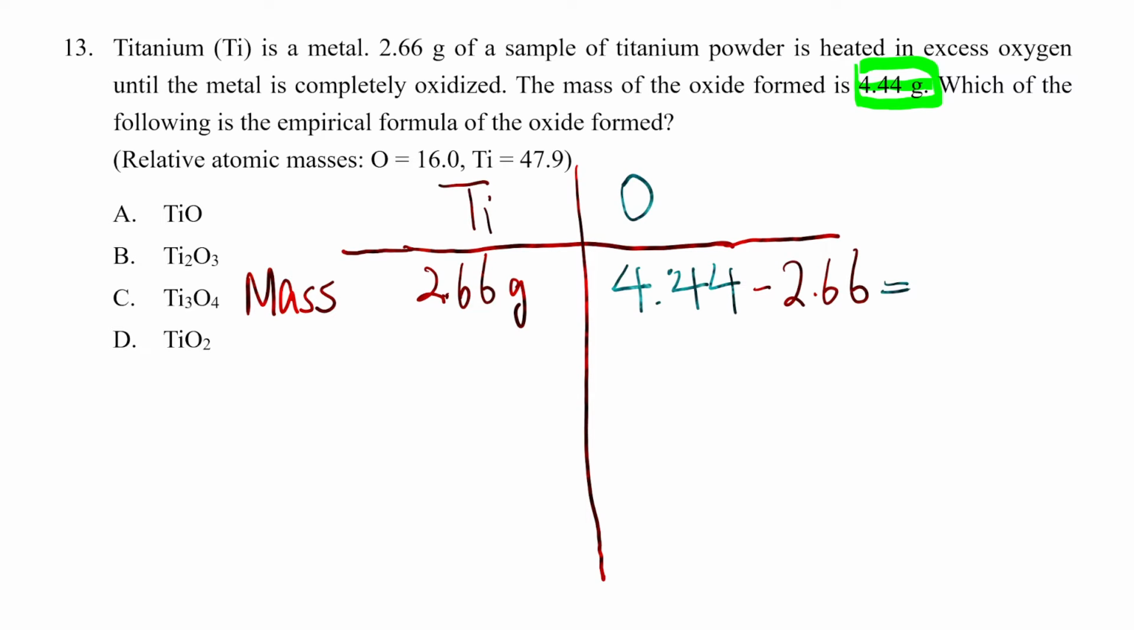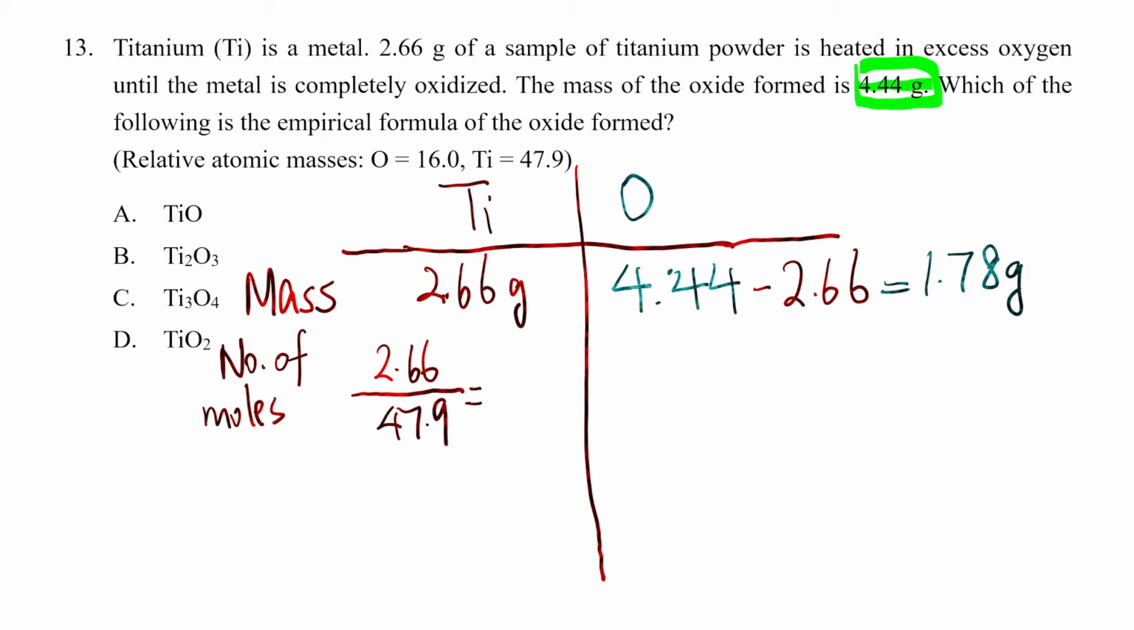Okay, then you take out your calculator and let's find this. 4.44 minus 2.66 is 1.78 grams. After finding the mass, you find the number of moles. So number of moles is equal to mass over molar mass. That's the formula you've learned. Here the mass for titanium is 2.66, and the relative atomic mass you're provided here is 47.9. You can see it, 47.9. And what do you get? So 2.66 divided by 47.9, and in your calculator you should get 0.0555. Let's just add three 5s.